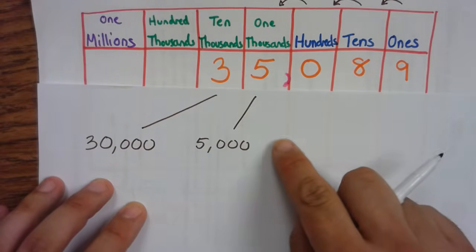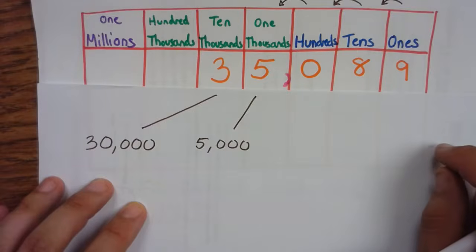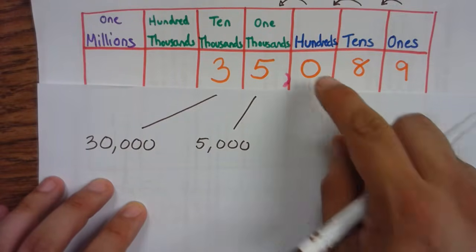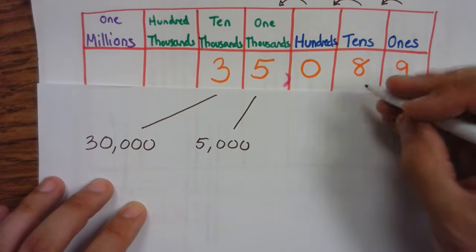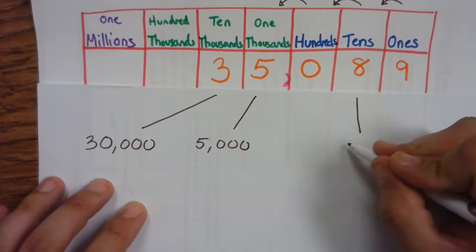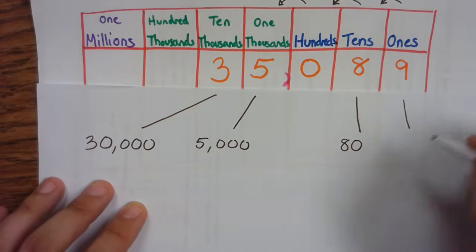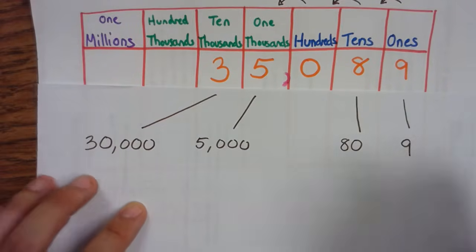I don't have to. Sometimes people want to. Do you have to write 0 0 0 because it's 0 hundreds, or do you have to write 0 even just a plain old 0? No, you don't have to. You just skip it. It's 0. We have 8 tens. That's 80, and 9 ones. That's easy. That's just a plain old 9.